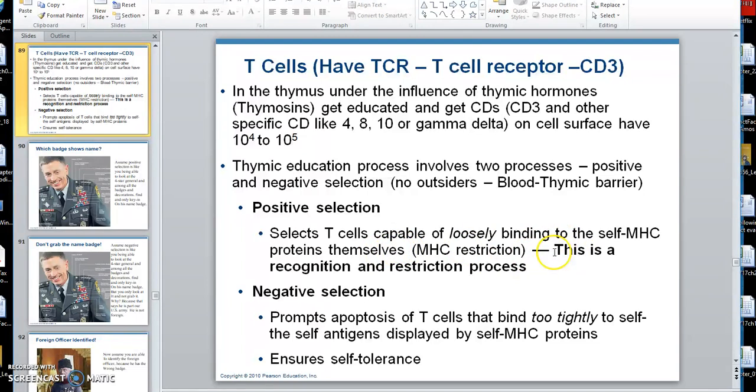Don't hold on to it, because if you hold on to it, you're getting ready to attack. Negative selection is when you touch it and hold too tightly, because then the assumption is that you're getting ready to attack. Those cells in the educational process that do that have flunked out, and they must be killed off, because it is important to develop tolerance so that you don't grab the wrong thing. Okay?